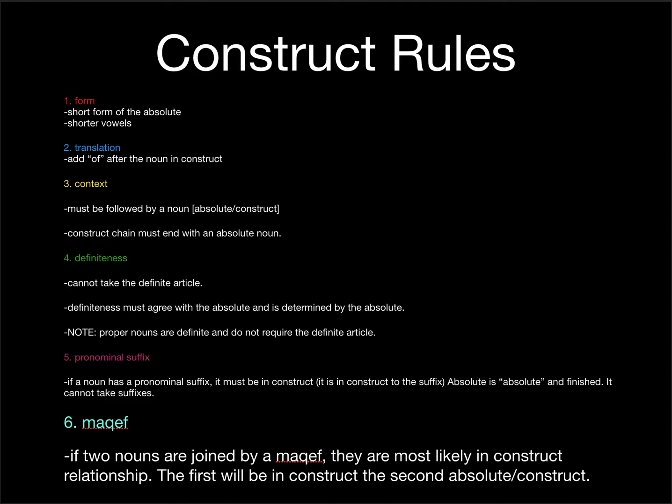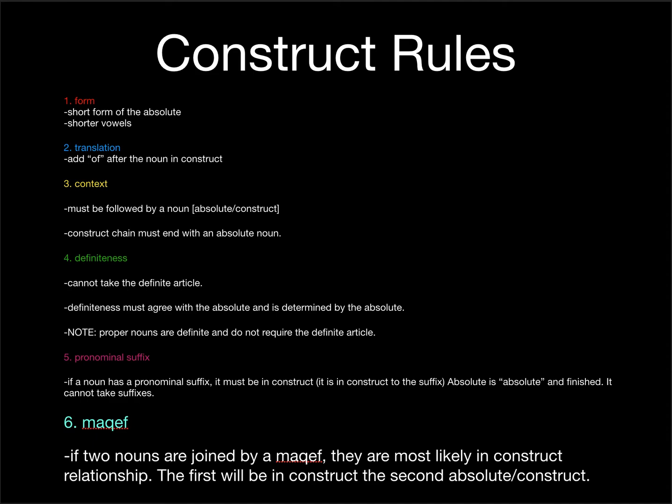I'm saying most likely because there are rare examples where it is not the case. However, if you see two nouns and they are joined by a makef, you can pretty much be sure that they are in construct. The first will obviously be in construct, and the second could be in construct as well. However, most of the time, the makef will be used between construct and an absolute.